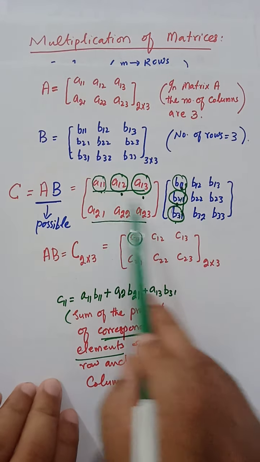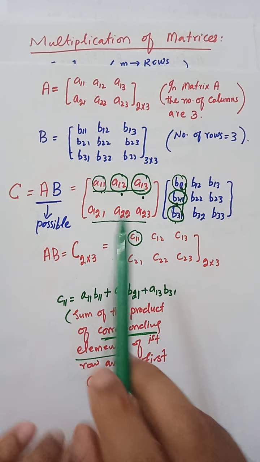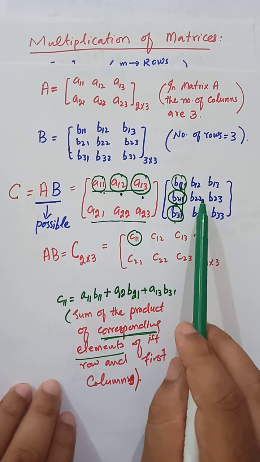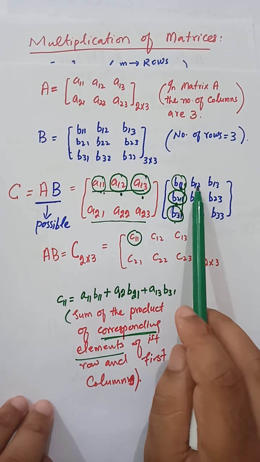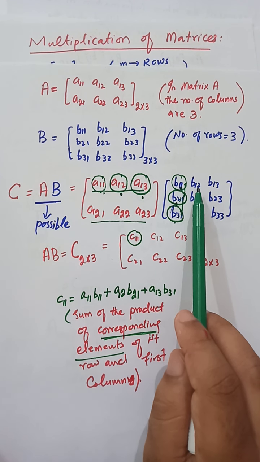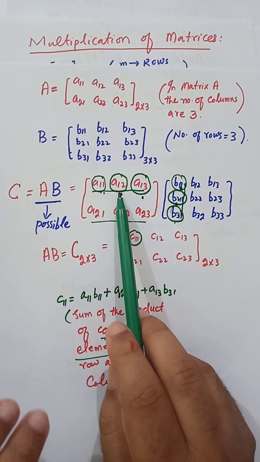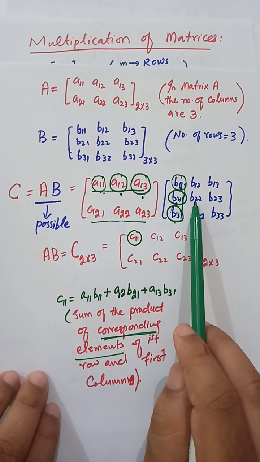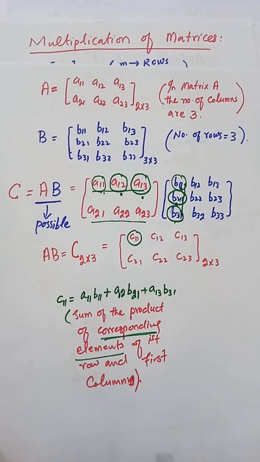And when this is finished, then you will multiply the first row with the second column. So the first element of the first row will be multiplied with the first element of the second column, and then you will write plus, and then the second element of the first row will be multiplied with the second element of the second column, because now you are dealing with the first row and second column.